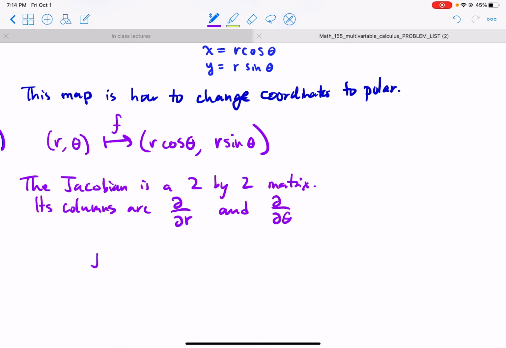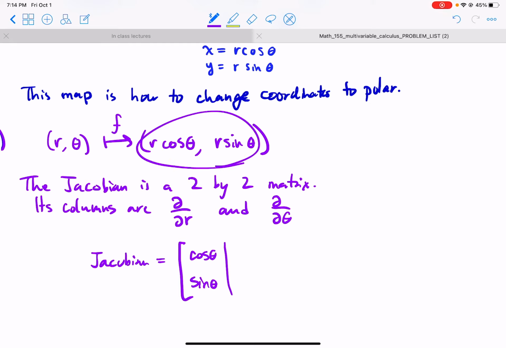And so I'd say the Jacobian matrix is, well, I differentiate with respect to r, so I get cos theta and sine theta. That's the first column. Now the second column, I differentiate with respect to theta, and I get minus r sine theta and r cos theta. And those are my two columns.